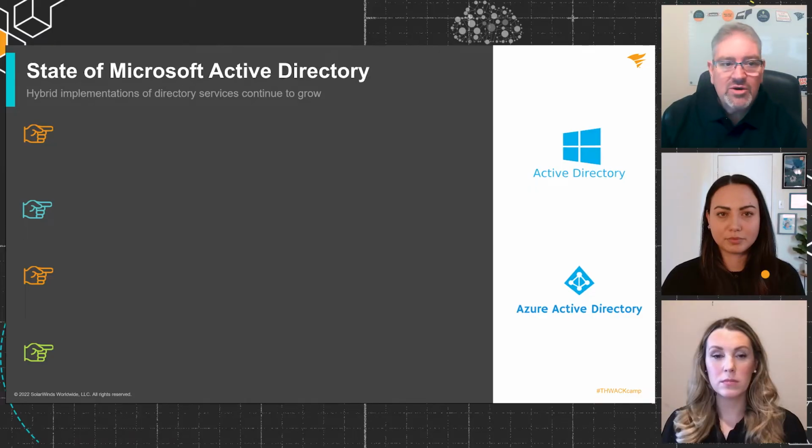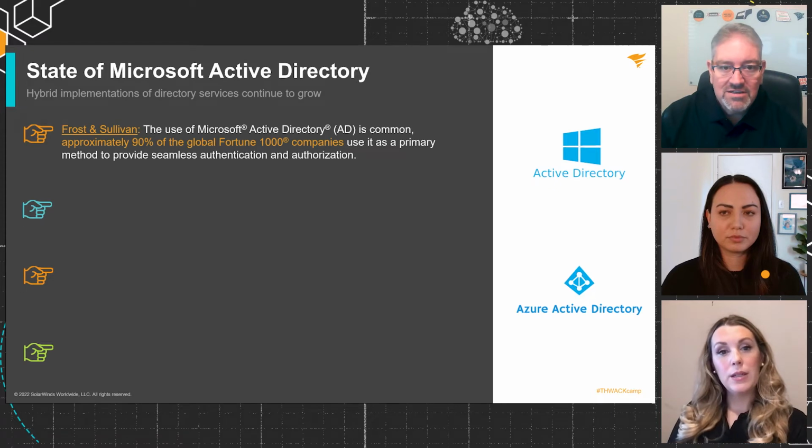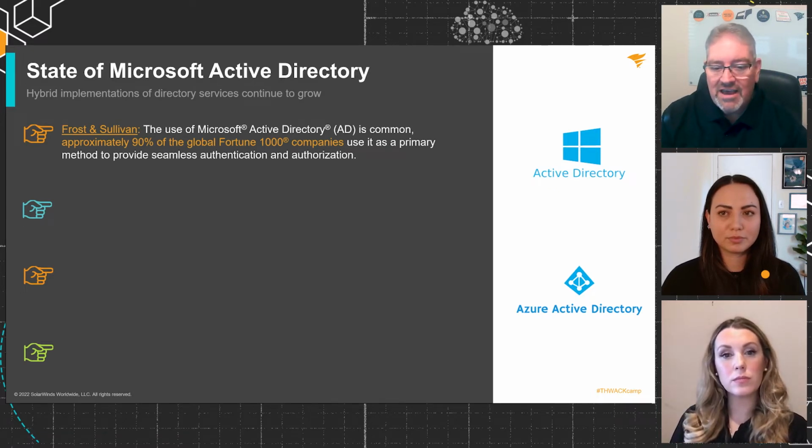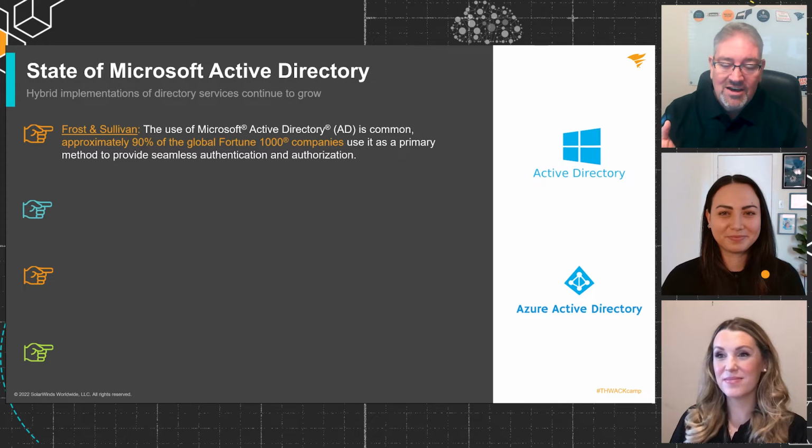All right, before we get going, let's spend a little time talking about the state of Active Directory. Frost and Sullivan did a survey. These guys are always doing surveys on how much these products are implemented in the market. And of course, it says 90% of the global Fortune 1000 are using Active Directory. Like, duh. For those of you on this session, you're interested in Active Directory, you know how much it's proliferated throughout the industry.